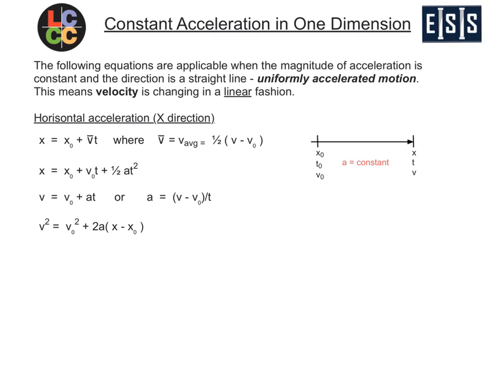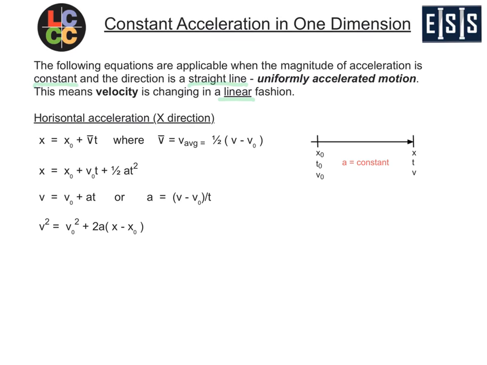This video will review constant acceleration in one dimension. Now this is applicable when the magnitude of acceleration is constant and the direction is in a straight line. This is often called uniformly accelerated motion. And it means that the velocity is changing in a linear fashion.